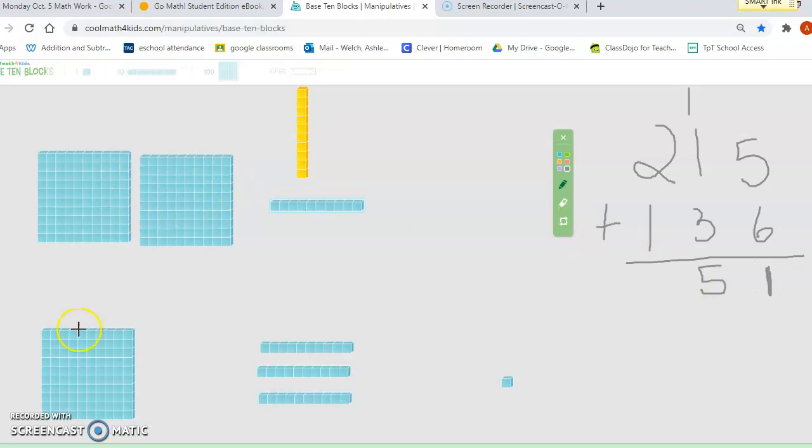I have 2 hundreds and I have 100. 2 hundreds plus 100 is 351. So I was able to do the exact same steps I did with two-digit numbers, but now using three-digit numbers. Let's do one more problem.